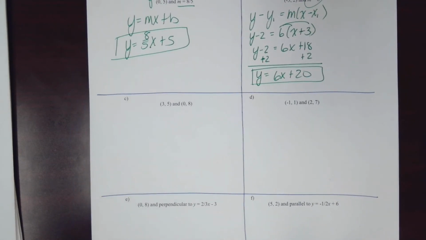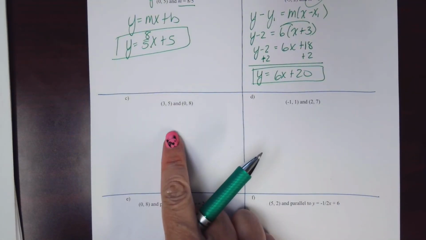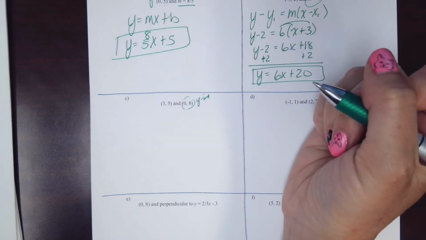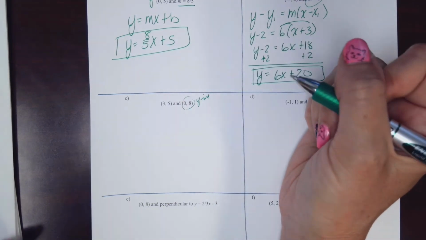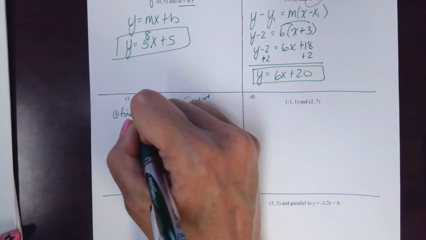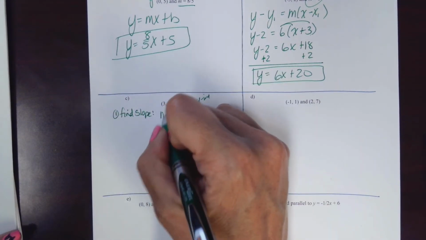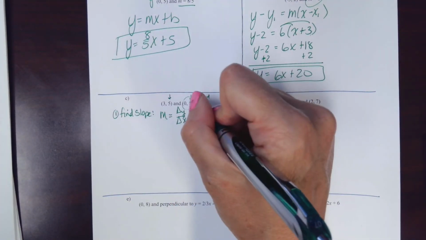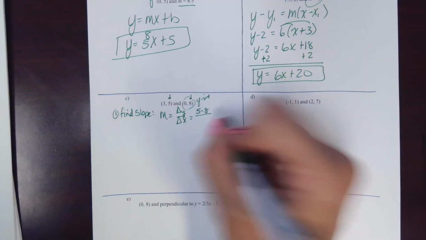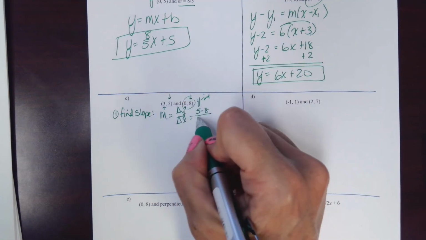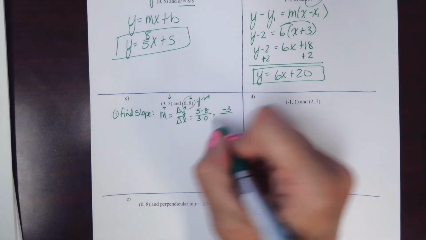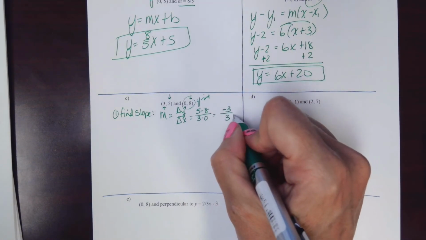All right, let's look at C. I don't have a slope. I have 2 points, and this point is my y-intercept. But since I don't have the slope, I have to start by finding the slope. So I've got change in y over change in x. There's my y values right there. So I'm going to do 5 minus 8, and then my x values, 3 minus 0. 5 minus 8 is a negative 3, 3 minus 0 is 3, so my slope is a negative 1.